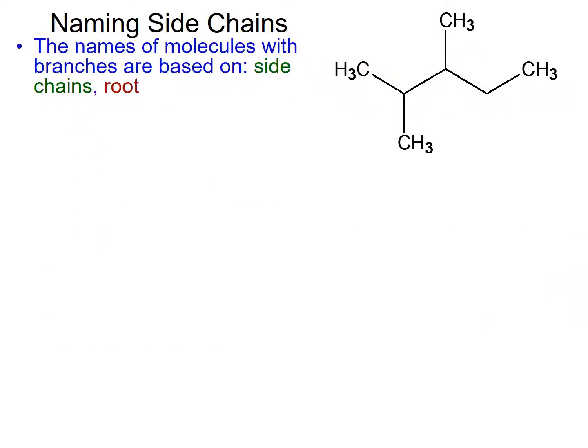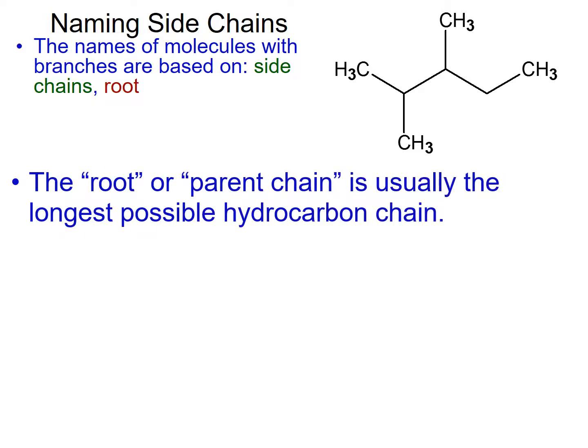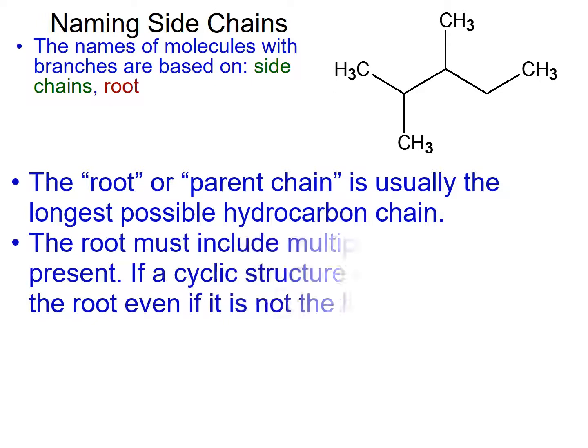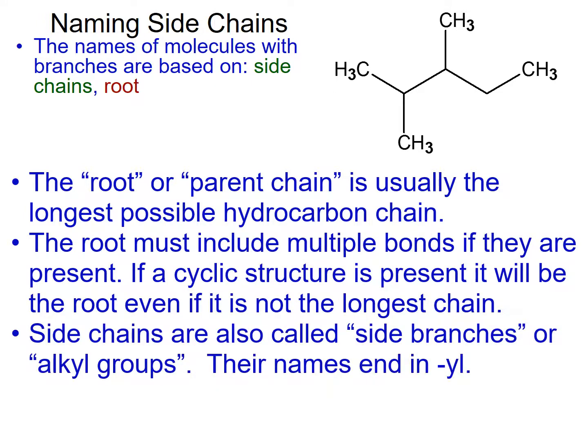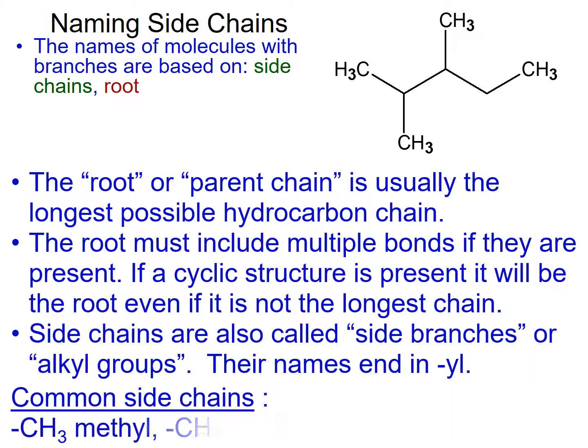So far, we bonded the carbons together in straight chains or in cycles, but you can also have branches. And so the way that you would name a compound like this is you have to decide which one is the root chain and then name the side chains appropriately. So for example, the root chain has to be the one that gives the longest number of carbons, or if there's a double or triple bond or a cycle, then that gets priority. It has to be included in the root chain.